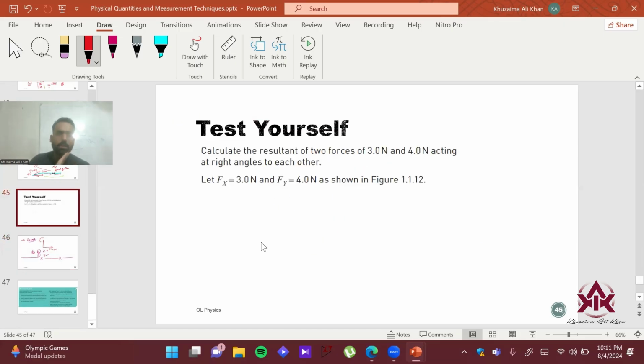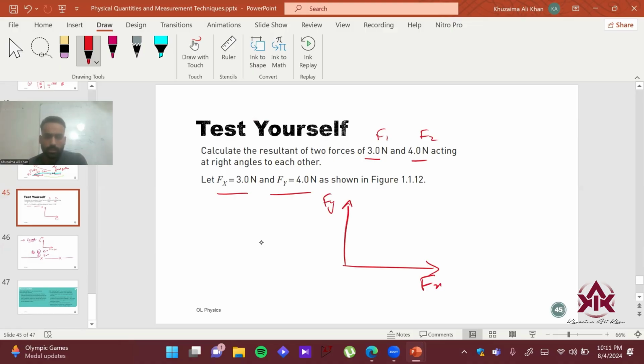So question is saying कि calculate the resultant of two forces, F1 is of 3 newtons, F2 is of 4 newtons acting at right angles, ठीक है। आपको Fx दिया हुआ है, Fy दिया हुआ है, ठीक है, जो हमने डायग्राम में बनाया वही है। दिस इज 3 newtons एंड दिस इज 4 newtons, ठीक है, एंड दिस इज परपेंडिकुलर टू ईच अदर, यू वांट टू फाइंड रिजल्टेंट वेक्टर, ठीक है, जो मैंने यहाँ पे लिखा है.